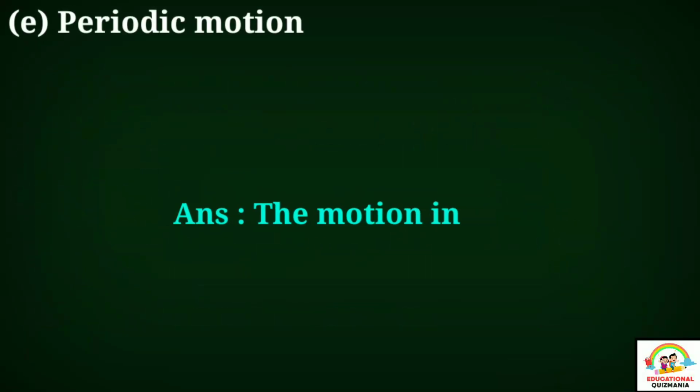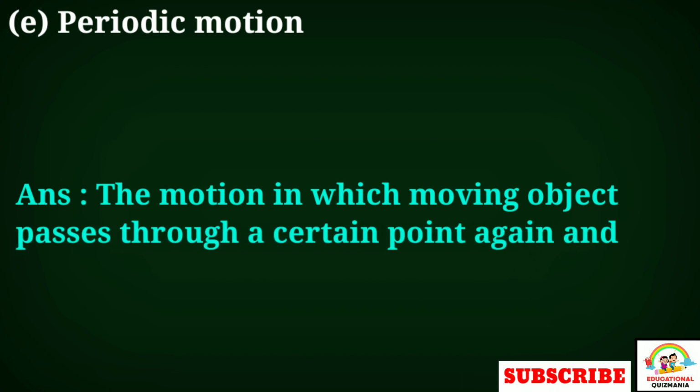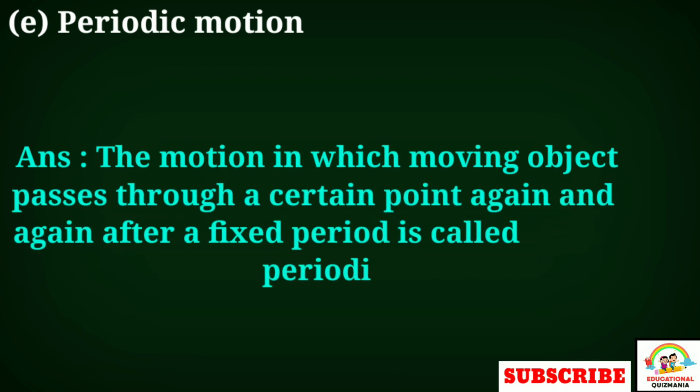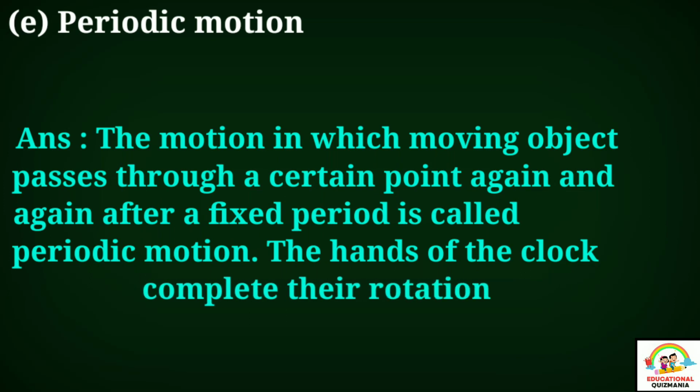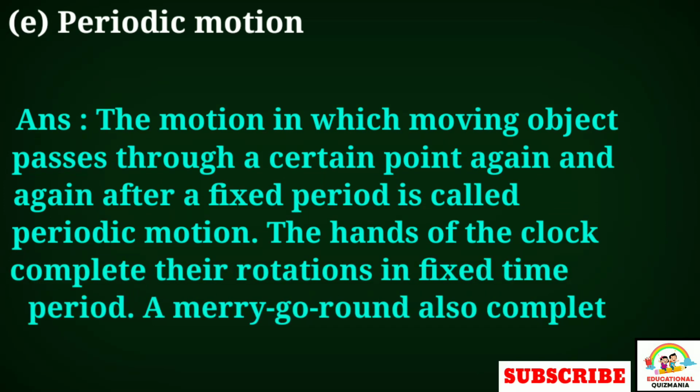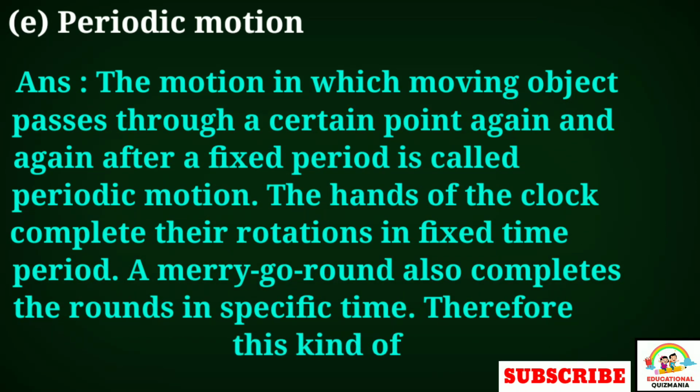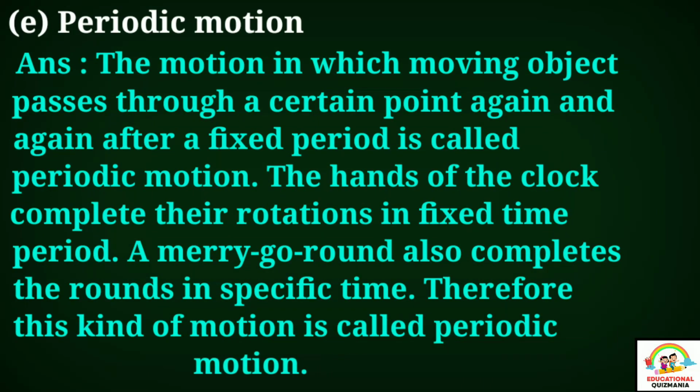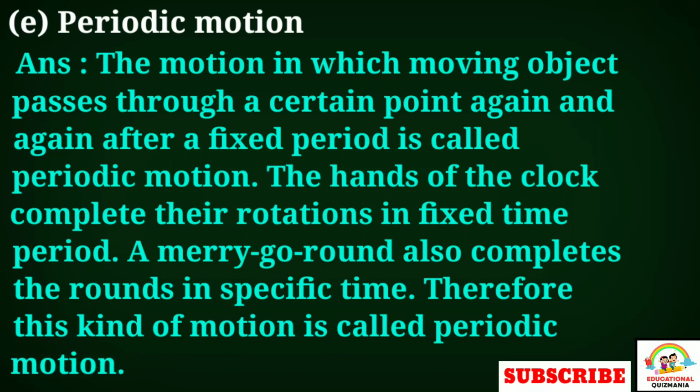E. Periodic motion. Answer. The motion in which a moving object passes through a certain point again and again after a fixed period is called periodic motion. The hands of the clock complete their rotations in a fixed time period. A merry-go-round also completes the rounds in a specific time. Therefore, this kind of motion is called periodic motion.